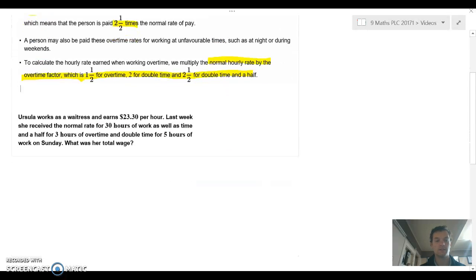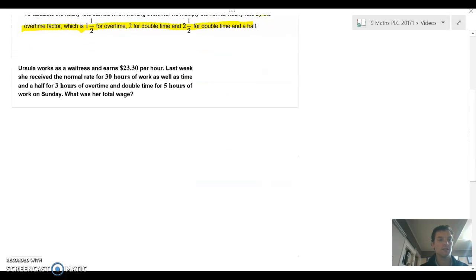So let's have a look at an example. We've got Ursula, and she works as a waitress and earns $23 per hour. Last week she received the normal rate of pay for 30 hours, as well as time and a half for 3 hours of overtime, and double time for 5 hours for working on a Sunday. So that's an example of receiving the penalty rate for not just working the additional hours. What we're going to do now is calculate her total wage for the week.